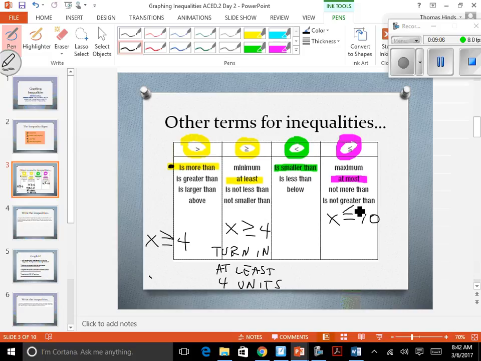They heard the words. Turn in at most 10 units. Turn in. And no, you can't turn the sheet in as one of your 6. Turn in at most 10 units.